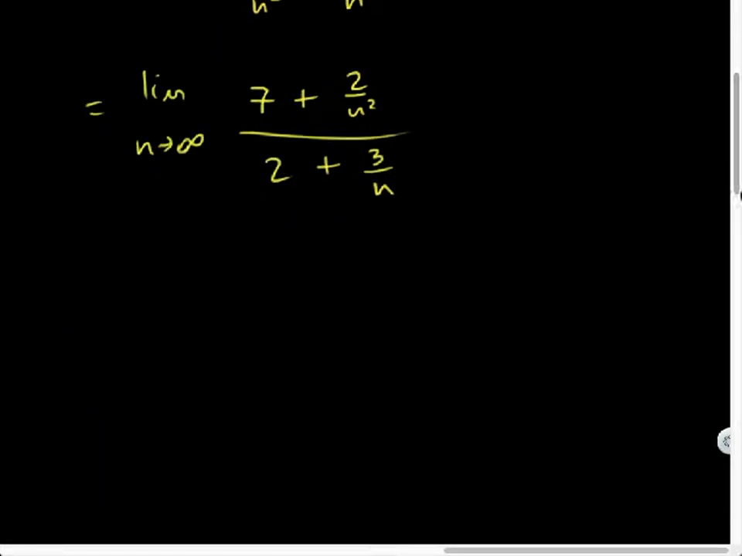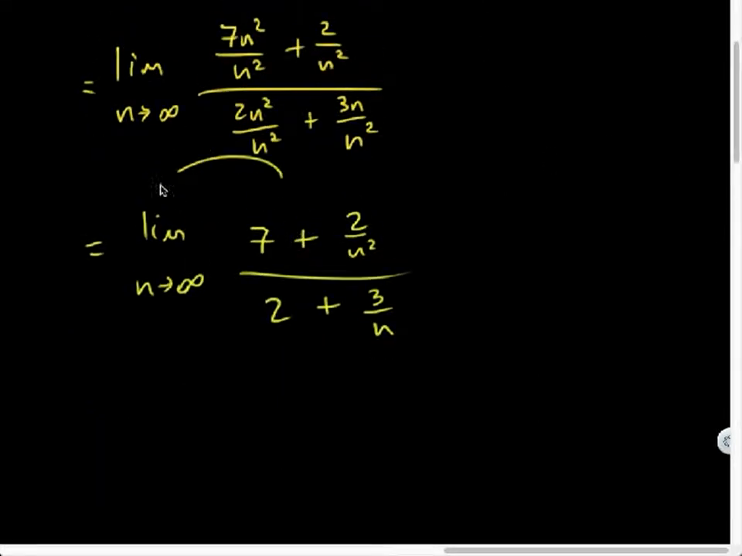Now, based on all of our properties, this limit could theoretically be distributed to this guy, this guy, this guy, and this guy. I could have the limit of 7 plus the limit of this, all over the limit of that plus the limit of that. That's what our properties said a moment ago. I'm not going to have us write that down. I'm just going to have us answer the question.